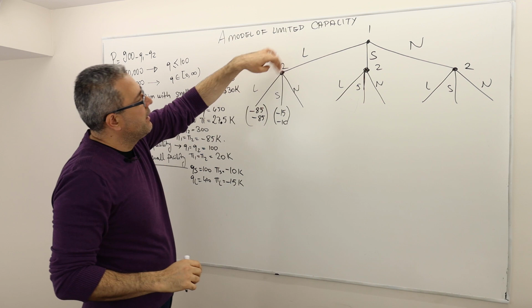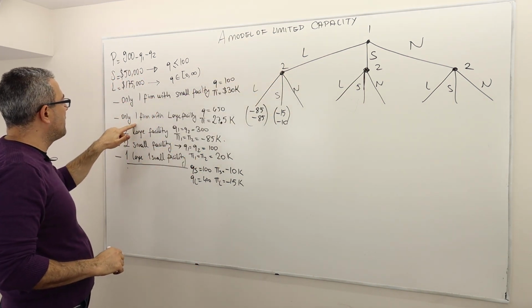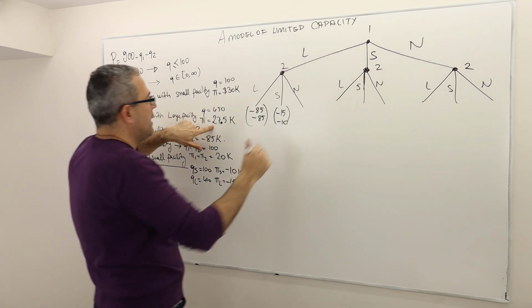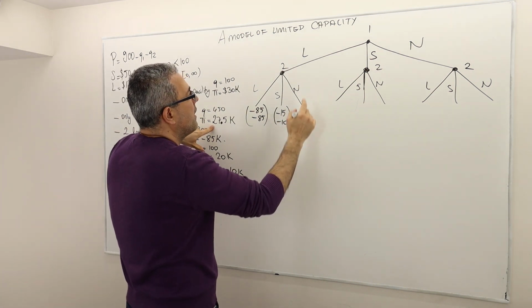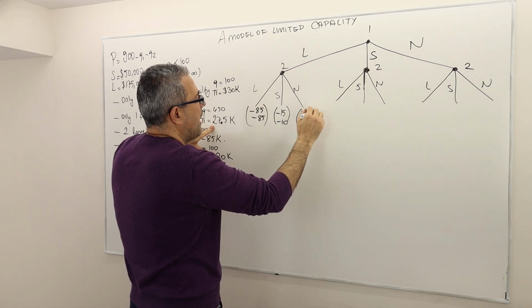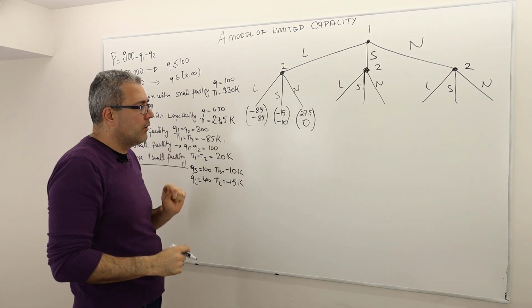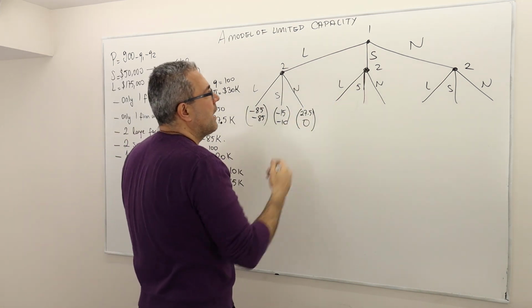And finally, here, large versus no entry. That means only one firm is on the market and it has a large facility. We know it's the first firm, so it's 27.5K. And the second firm, because it did not enter, its payoff is 0. All right? So fill out the rest.